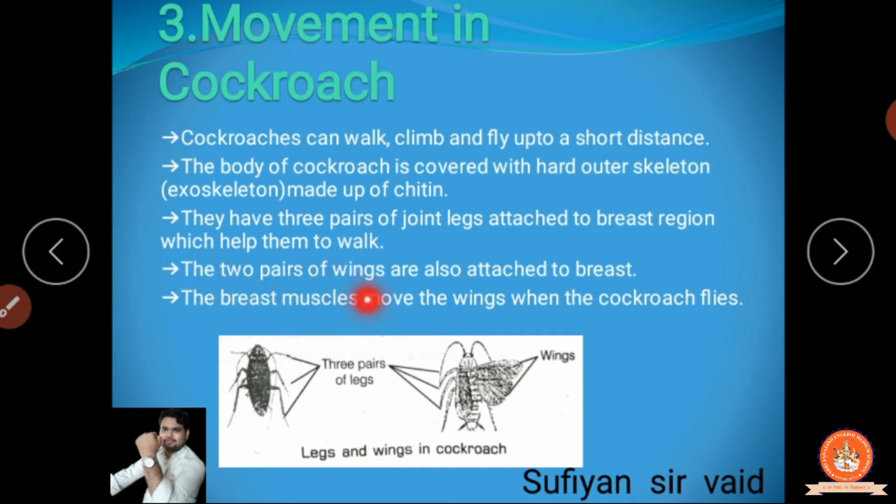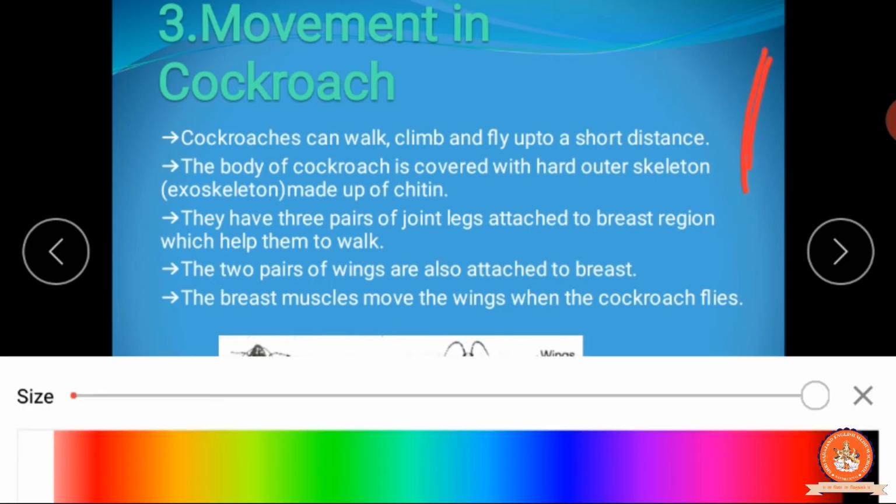The two pairs of wings are also attached to the breast. This wing is also attached to the wings. Suppose this is our breast. Clear?